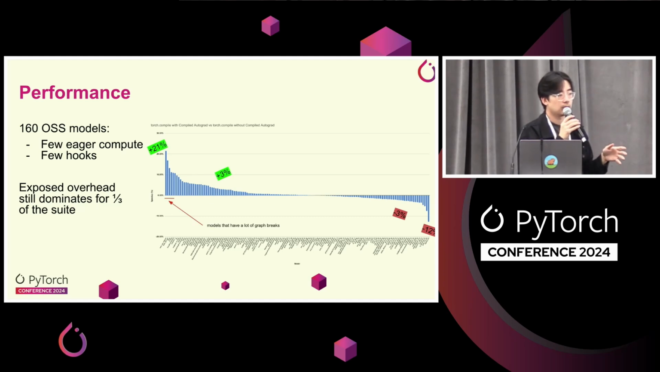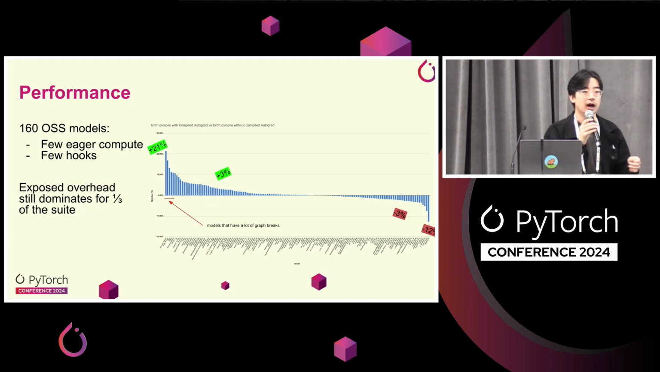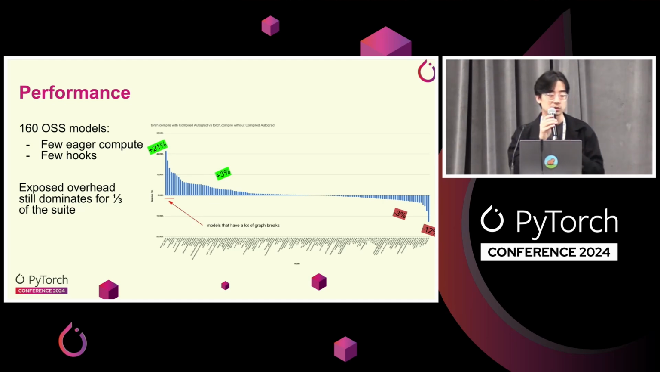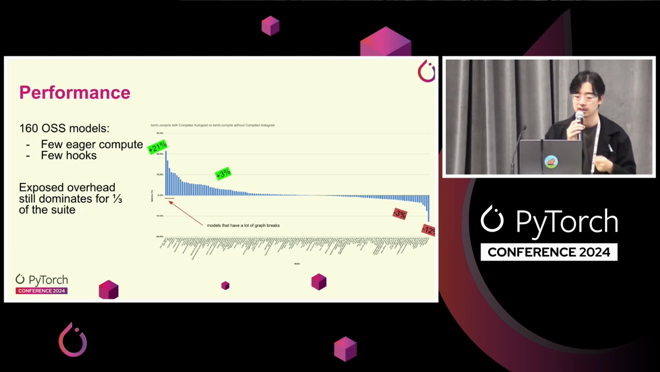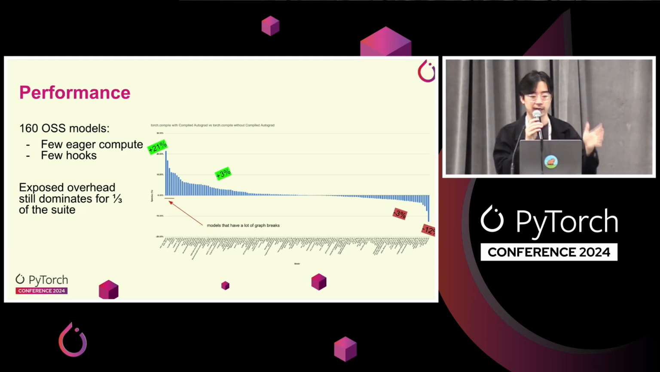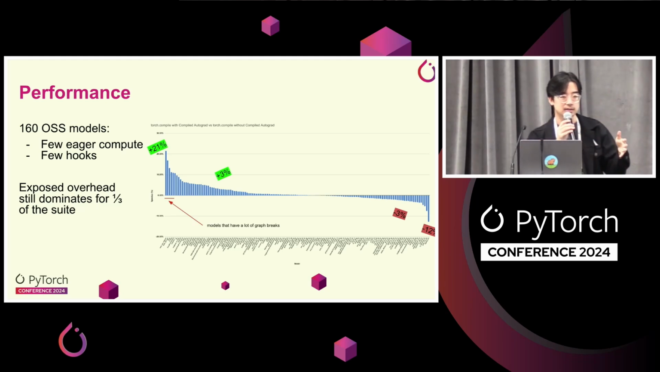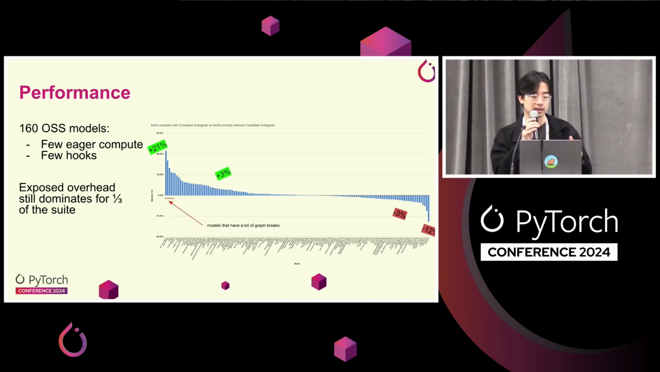We basically blindly applied it to all the 160 OSS models that we use to benchmark Torch.Compile. These models characteristically have very few eager compute left, few hooks. It was mostly a measure to see how affected we still are by this overhead problem. We see that we are actually faster for 2/3 of the models, but overhead still dominates for 1/3 of them. The performance chart that you see here is compared against regular Torch.Compile without compiled Autograd.